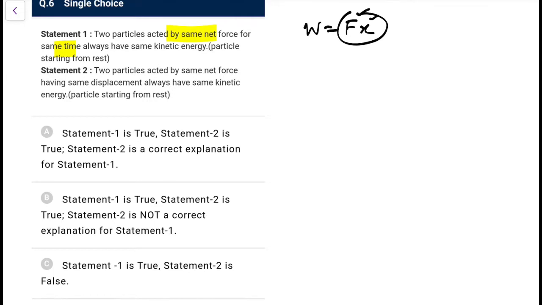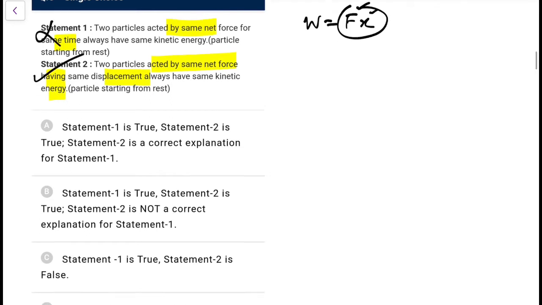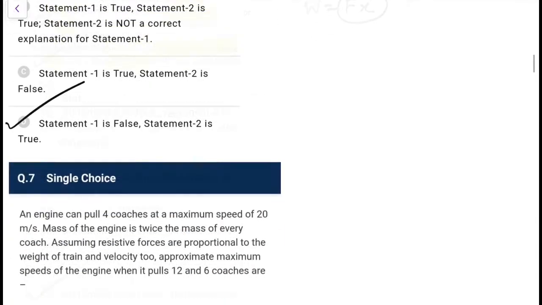Now what is the second statement? Two particles acted by same net force having same displacement always have same kinetic energy. Yes. So this one is right, this one is wrong. So which of the options? Option D will be my choice.